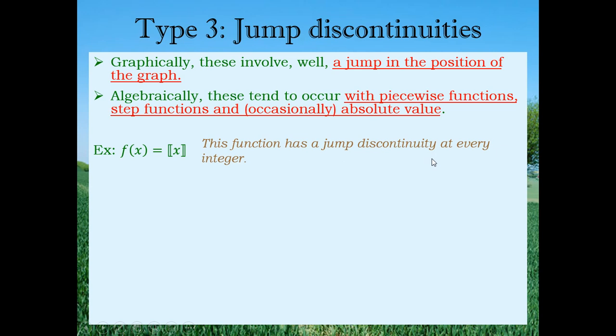This function has a discontinuity at every integer because remember anything between 0 and 1 goes back to the greatest integer 0. Between 1 all the way up to, but not including 2, goes back to 1. So it's a step function. So there are breaks, or jumps, at every integer.